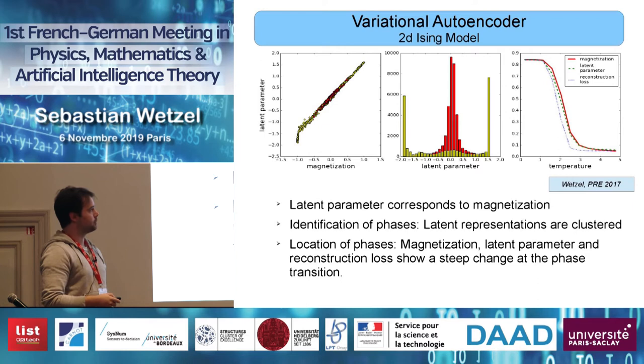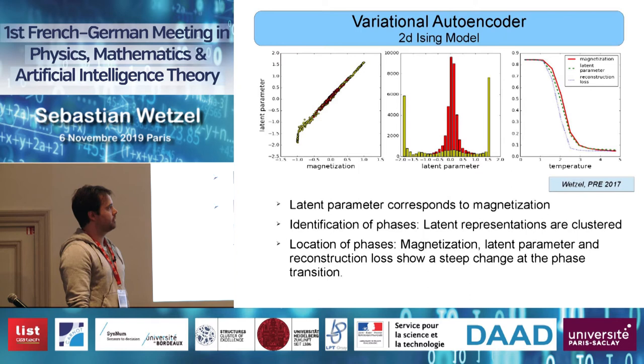If you again compare the average of the magnetization and the latent parameter, averaged over each temperature, you can again see that there's a phase transition. However, if you want to pin that down, I advise to use supervised neural networks.